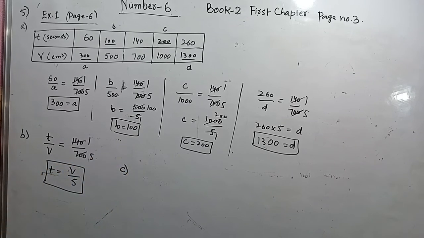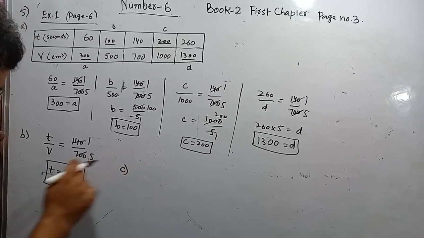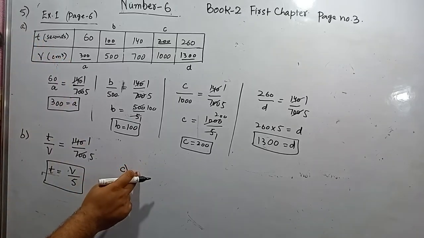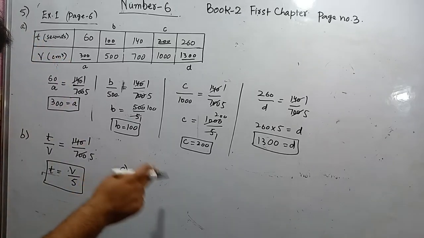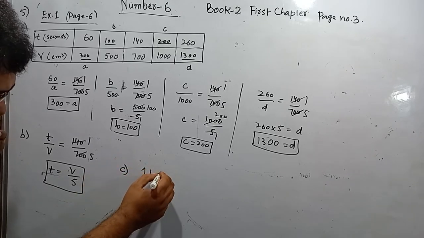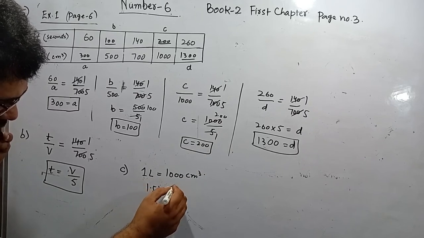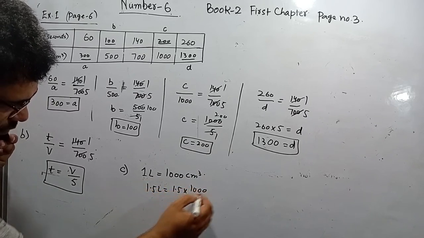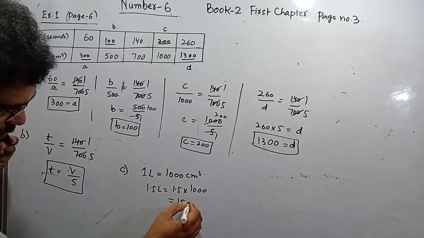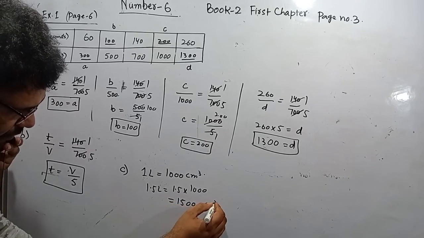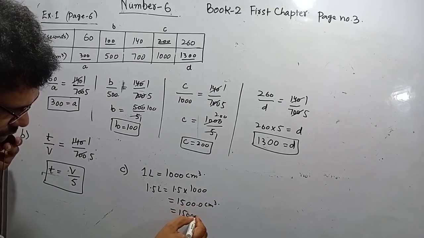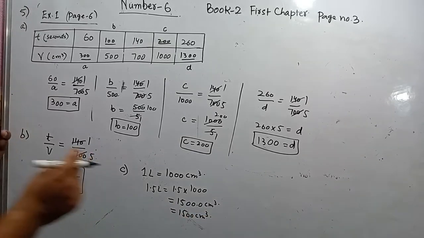Now coming to part C, how many minutes will it take to boil 1.5 liters of water. We need to find the time to boil 1.5 liters of water. See first, here V is in cubic centimeters, so we need to convert 1.5 liters into cubic centimeters. We know 1 liter is equal to 1000 cubic centimeters. So 1.5 liters will be 1.5 into 1000, which is equal to 1500 cubic centimeters. That is the V here.